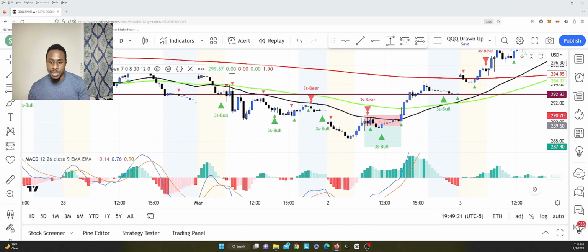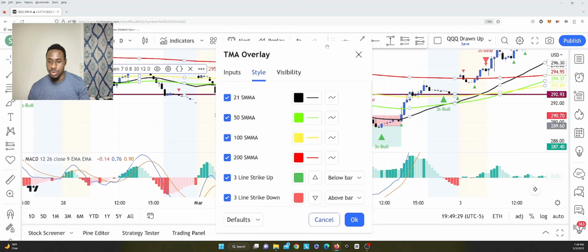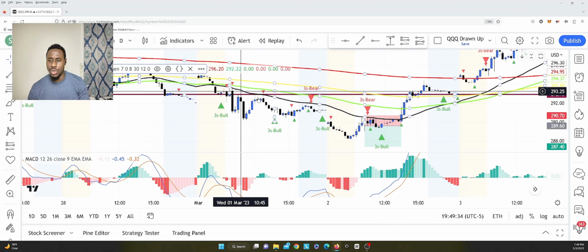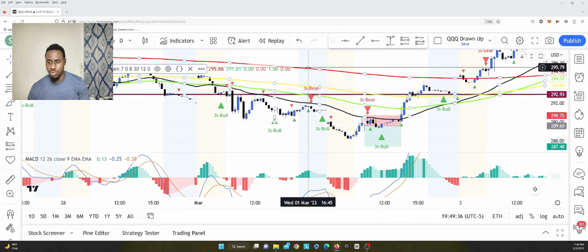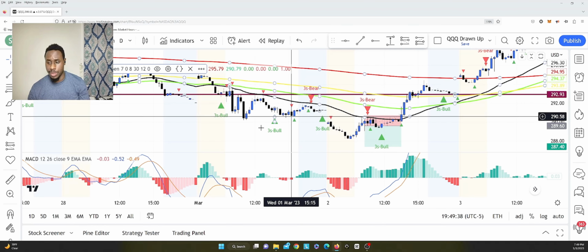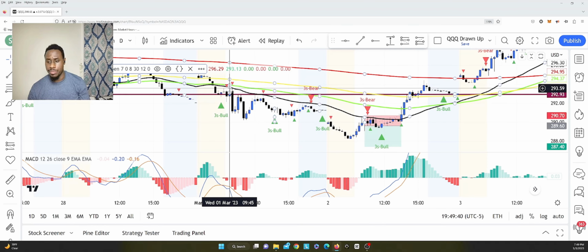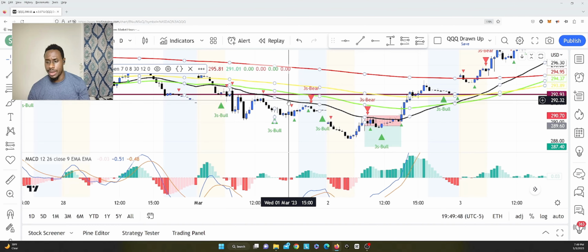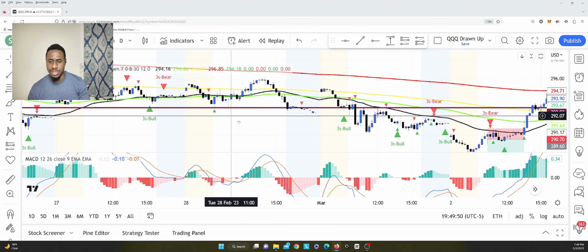Let's see what was happening previously. What's happening previously? So here, I think I'm missing one of them, the 100 SMA. So here we have the market below the 200 EMA, below all of the EMAs, and you can see that the bearish ones were more the trend, and the 21 EMA was a level of resistance.